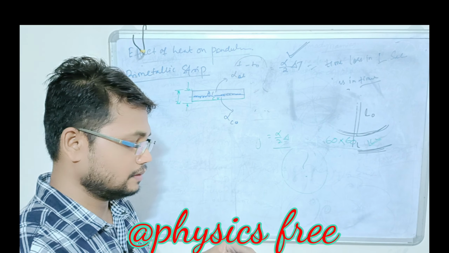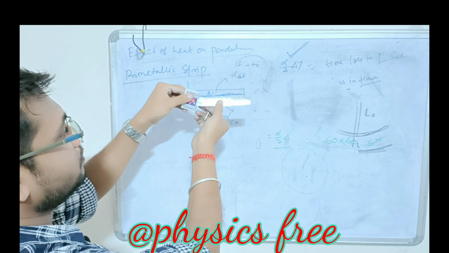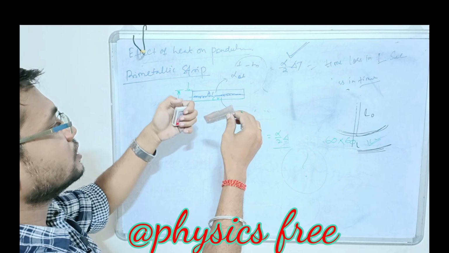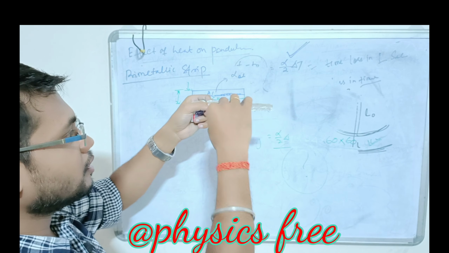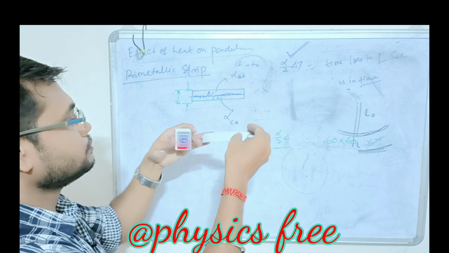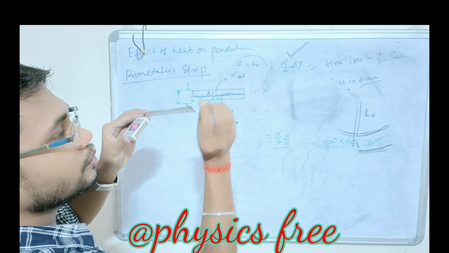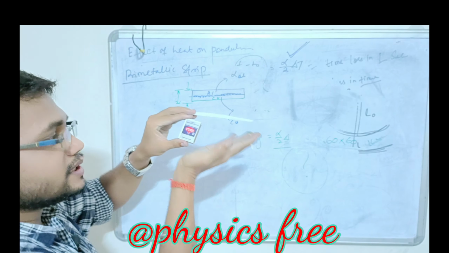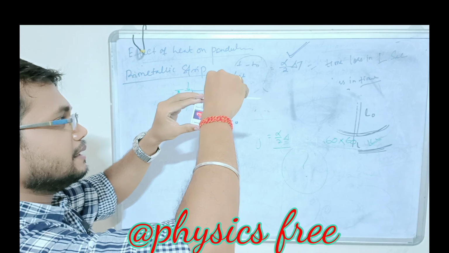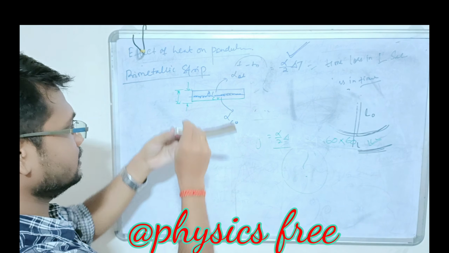See, this is the aluminum, this is the paper. Both have different coefficients of expansion. So one will expand very largely, the other will expand very little. Let's heat it and see where it bends. If it bends in the upward direction, that means this one is pushing upward. If it is pushing downward, then this paper's alpha is more.